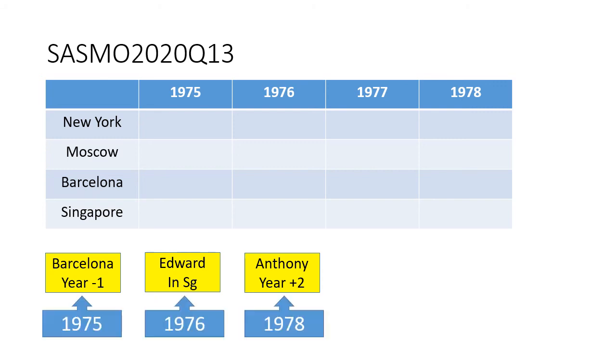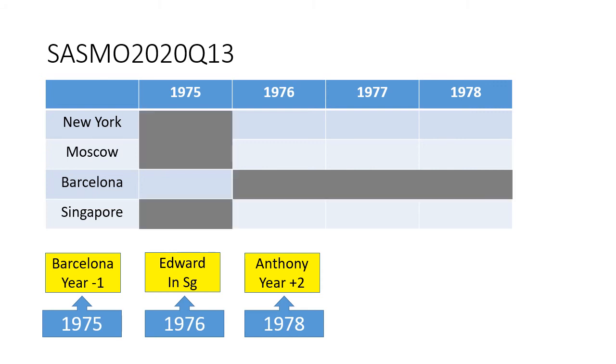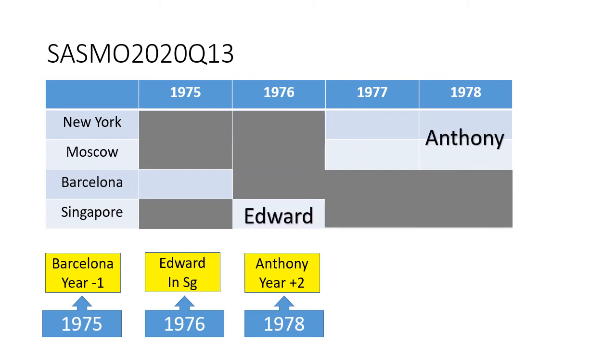So the person born in Barcelona has been born in 1975, Anthony has to be born in 1978, and Edward has to be 1976. So let's use this data and fill in the grid. Well, let's put in the Barcelona first. Barcelona is 75, so we can gray out the rest of the cells. We know that Edward is 1976 and in Singapore, so we can gray out the rest of the cells. We also know that Anthony has to be in 1978.